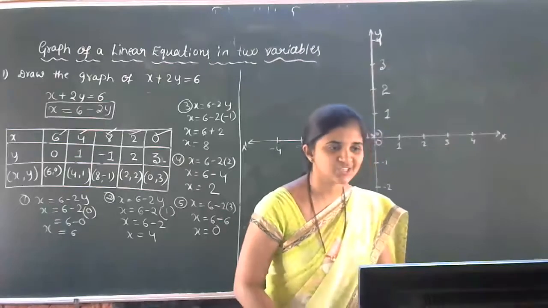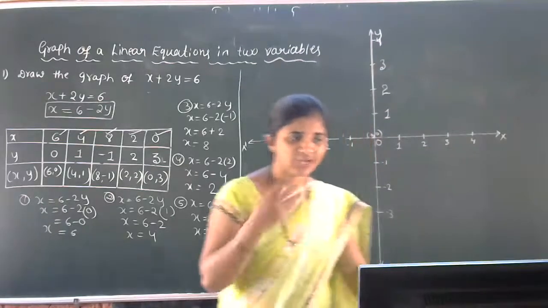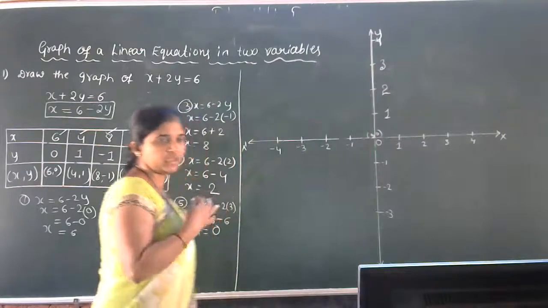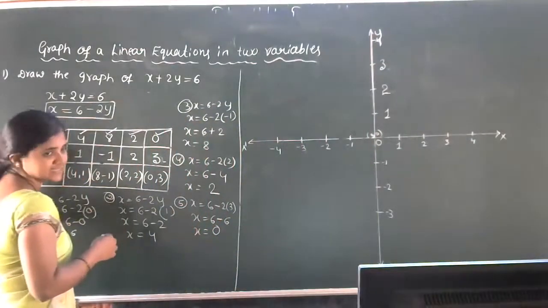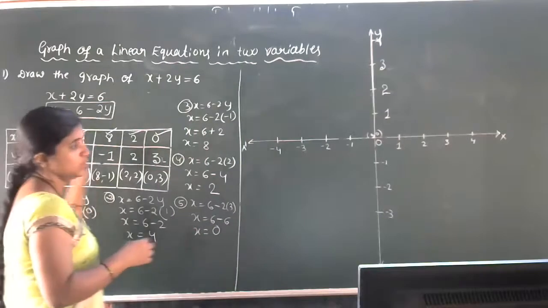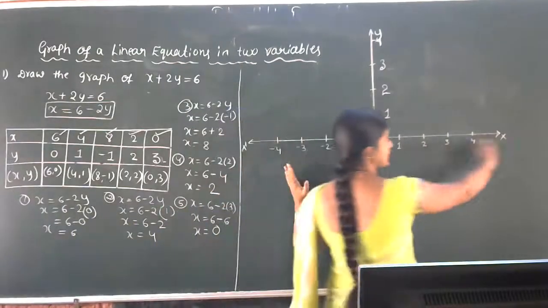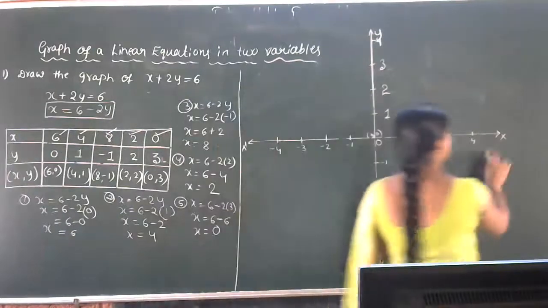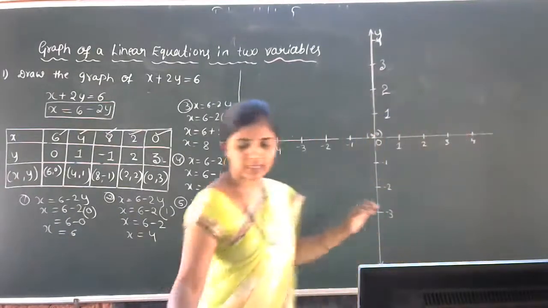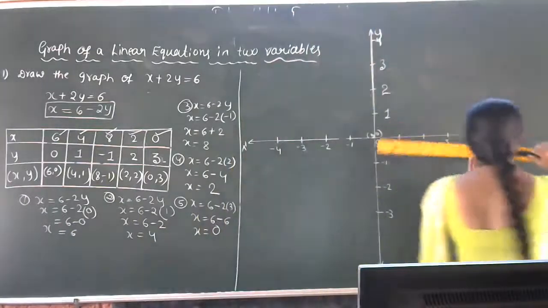The solutions are points of the linear equation in two variables. Now the first one, 6, 0. On the x-axis 6, on the y-axis 0. Actually here we are not getting 6, so we'll extend this one. Here we are going to extend the x-axis.